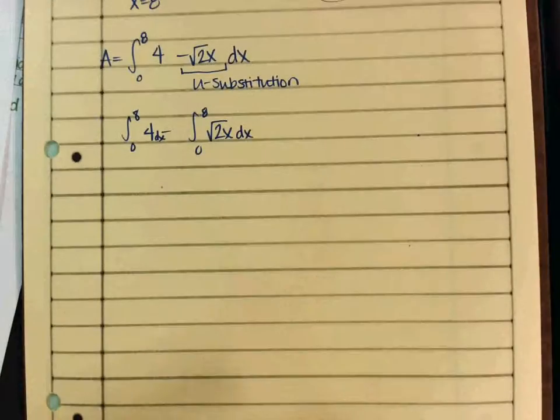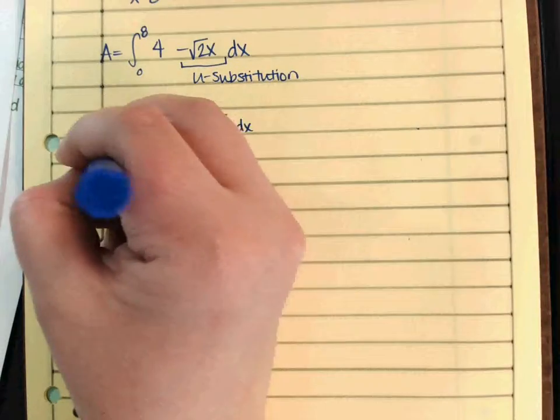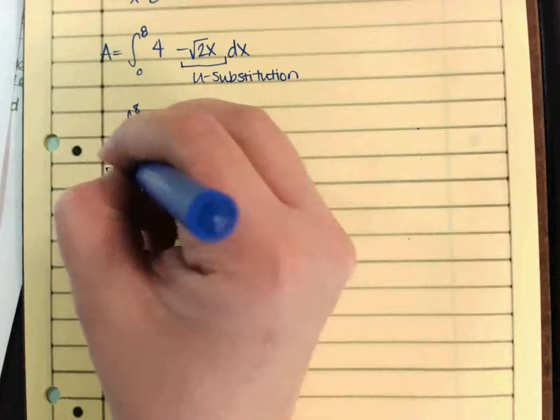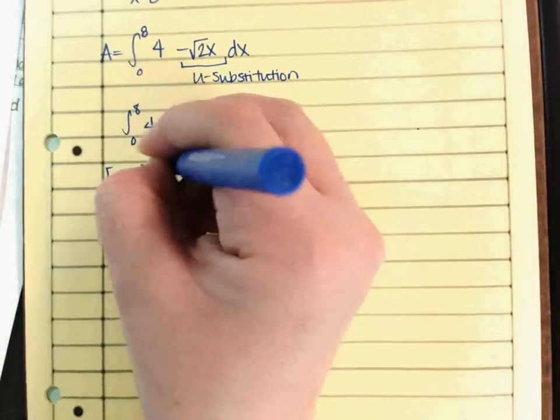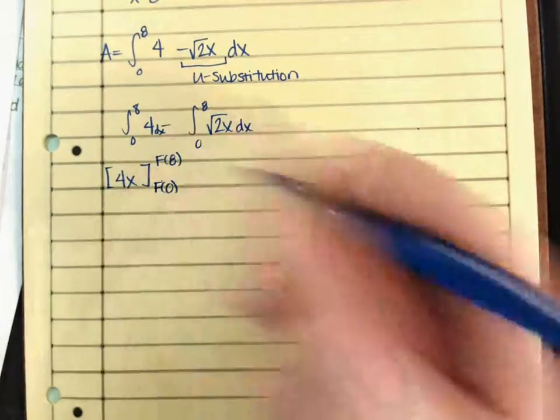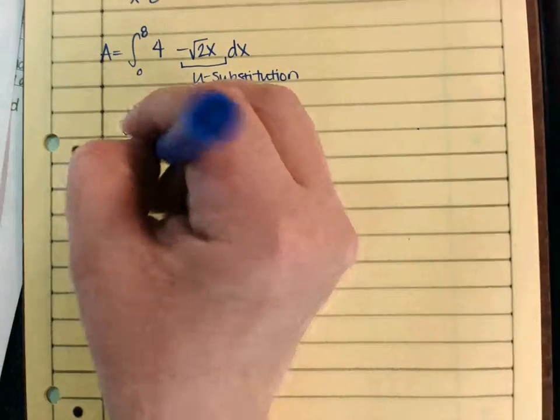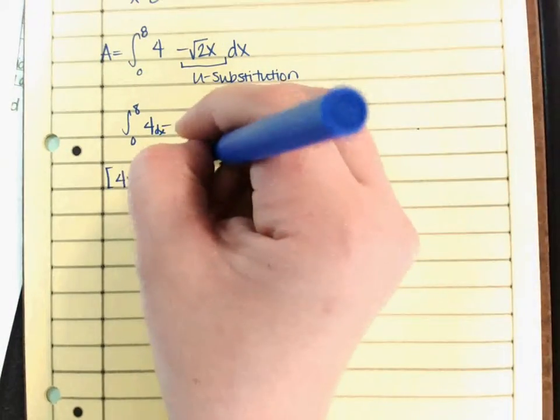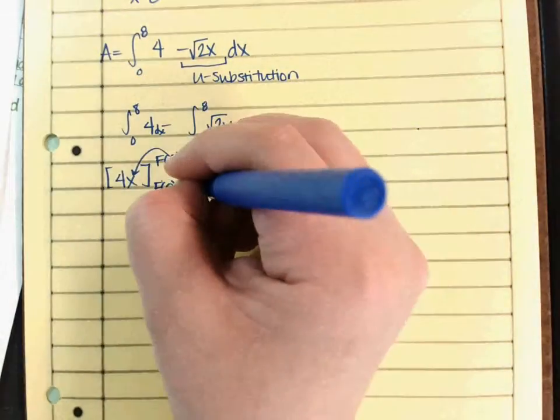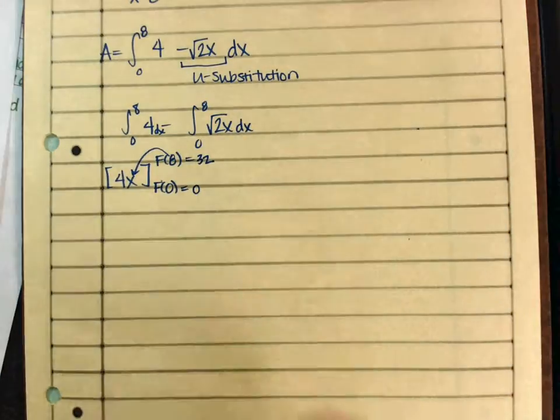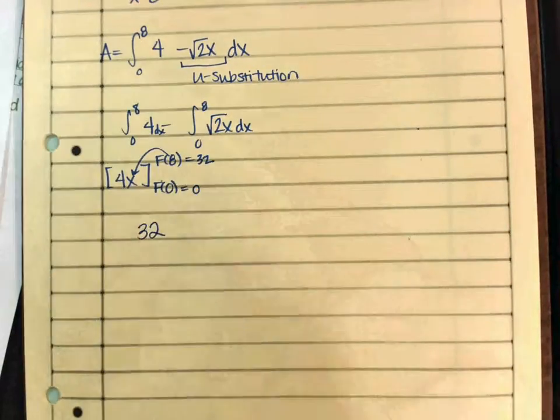Okay, the 4 one is going to be super easy. Antiderivative of 4 is 4x. We're going to plug in 8 and 0, and then we're going to subtract. Plug in 8 there, 4 times 8 is 32. Plug in 0 there, 4 times 0 is 0. 32 minus 0 is 32.